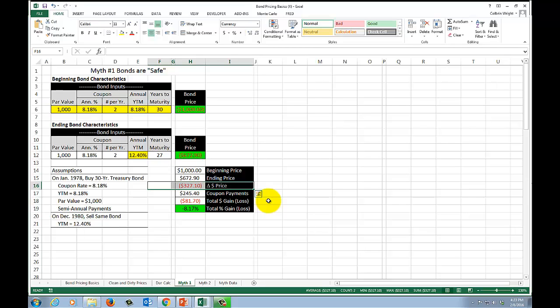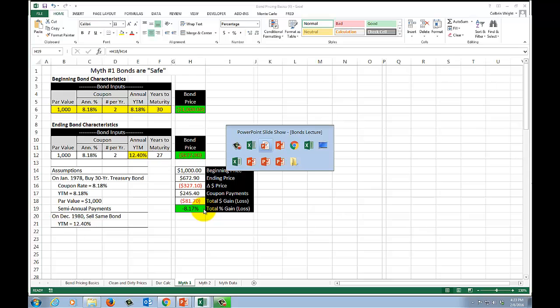$327.10. Now, we did receive 3 years worth of coupon payments, and each of those coupon payments were $81.80. So we have 3 years worth of coupon payments to net against our capital loss. If you net the capital loss against your coupon payments, you lost $81.70. What does that mean? Your net total holding period return over the 3 years was negative 8.17%. So for 3 years you held a bond and your total holding period return was negative 8.17%.